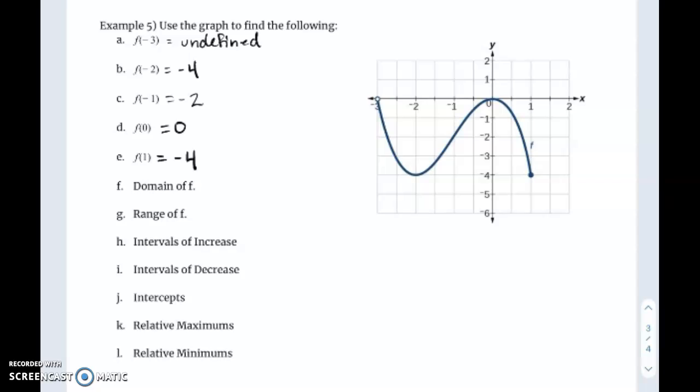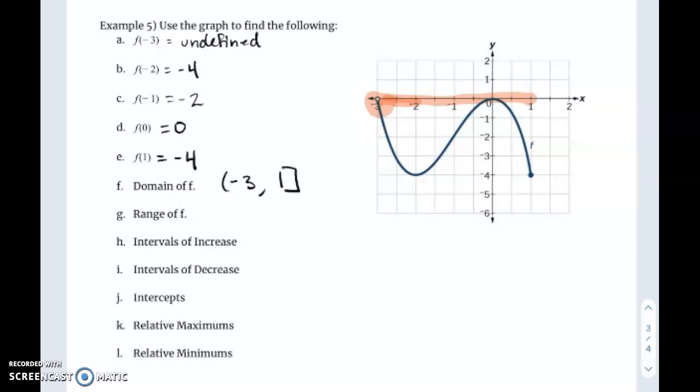Domain of f. So that is how far left does it go. It goes all the way to -3, but it doesn't touch it. So we're looking at the x-axis. It goes all the way to -3, but doesn't touch it. So we're going to put parentheses on a -3. And then all these x's have y values until you get to 1, and then it stops. And so it's going to stop at 1, and we put a bracket on it because there's a filled-in point. So there is a point at 1.